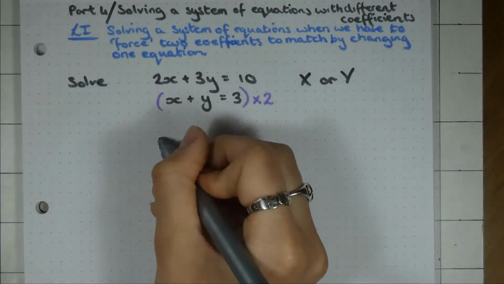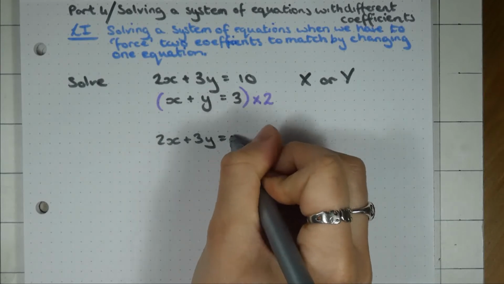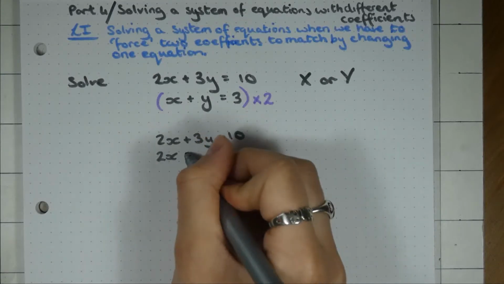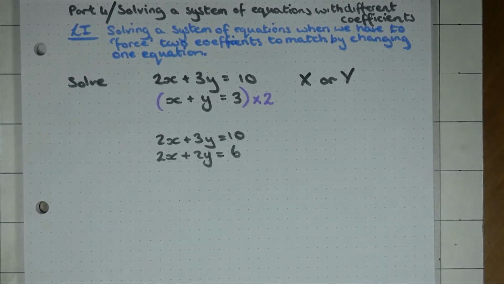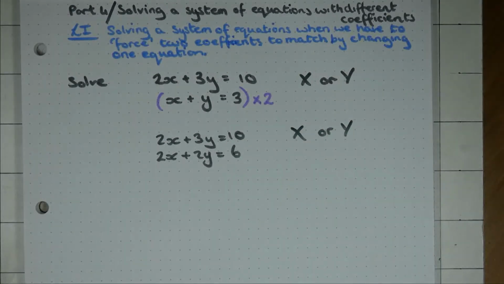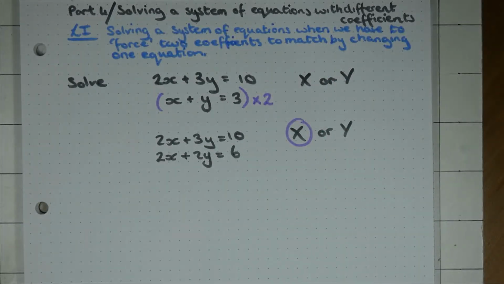So let's do it. These two equations, the first one is going to stay the same, so we've got 2x plus 3y equals 10. The second one is going to become 2x plus 2y equals 6. Now we're going to ask ourselves that question we had up here, x or y. This time, success. The x's are the same. And remember, when we circle that x, that's because we are going to get rid of our x.